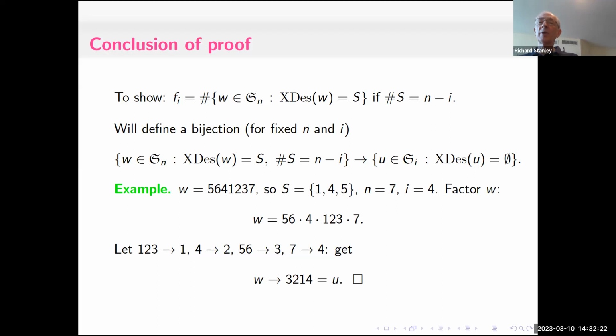Now I'll just illustrate it for 5, 6, 4, 1, 2, 3, 7. This has succession set 1, 4, 5. Those are the positions up to the first position where I is followed by I plus 1: 5, 6, 1, 2, and 2, 3. So N is 7 here. I is 4, because the cardinality of S is N minus I.